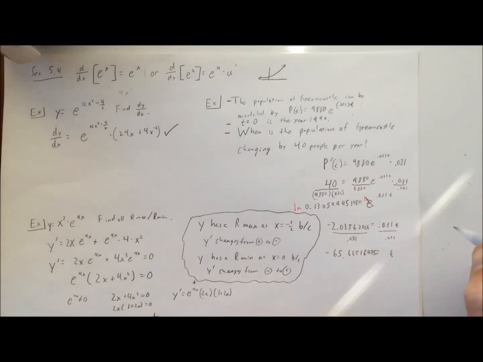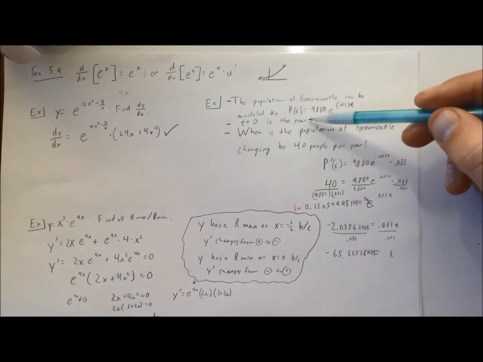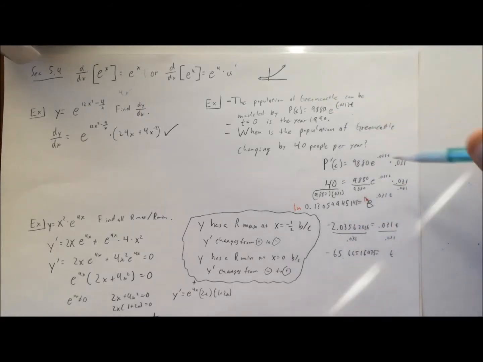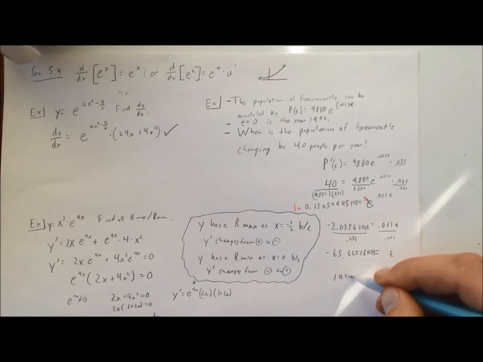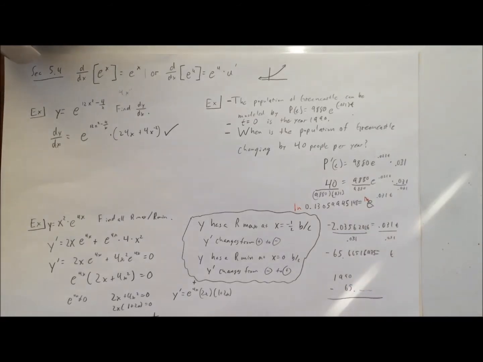I'll go ahead and round that last number. So when did that actually happen? That happened when t was negative 65. Well, if t is 0, then that's in 1990, so that means it's going to happen 1990 minus 65 point blah blah blah. And I would get 1924.3348. But for all practical purposes, it's good enough to say 1924.